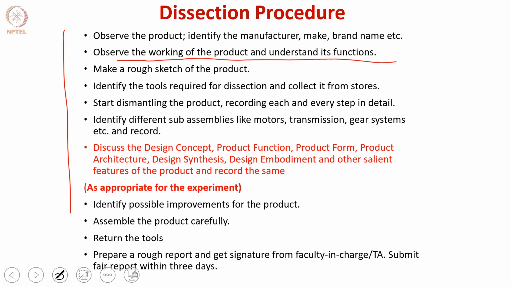And make a rough sketch of the product. Identify the tools required for dissection and collect them from stores. So look at the product, and with the help of the TA, identify the tools required: screwdrivers, spanners, cutting plier, or whatever it is, and then get them from the TA. Start dismantling the product, recording each and every step in detail.